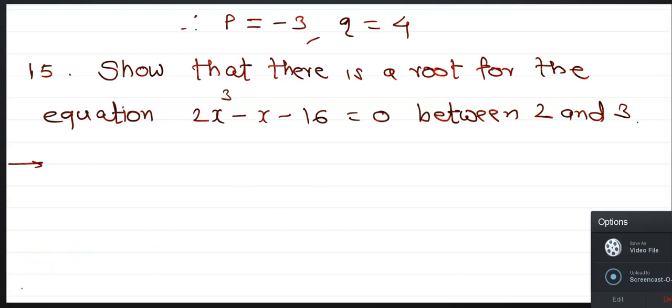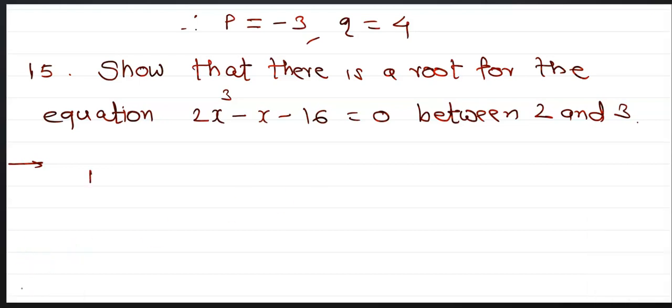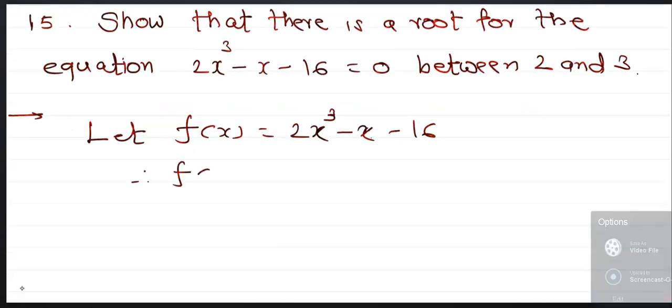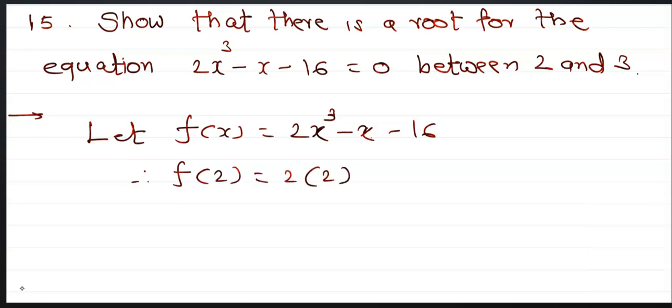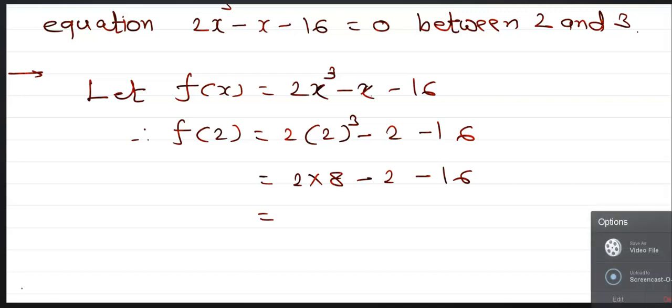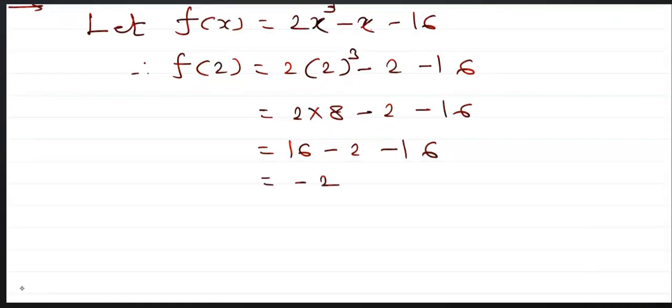These are, again, 12th standard problems from last year. Mean value theorem. f of x is equal to 2x cube minus x minus 16. We will find out the value. What's its value? If we substitute x equal to 2, then you will get 2 into 2 raised to 3 minus 2 minus 16, that is 2 into 8 minus 2 minus 16, and after solving you will get minus 2, which is negative.